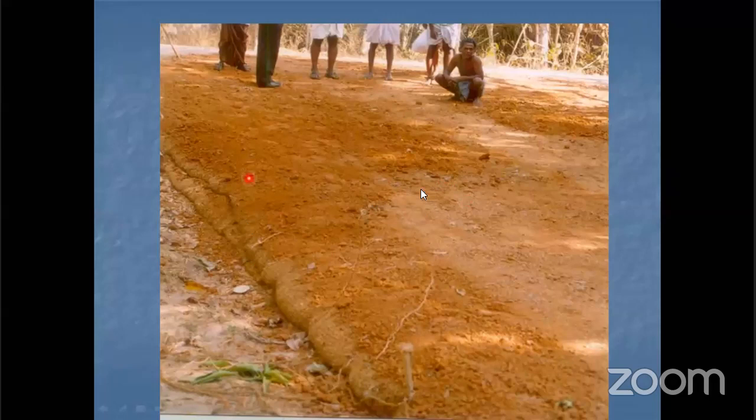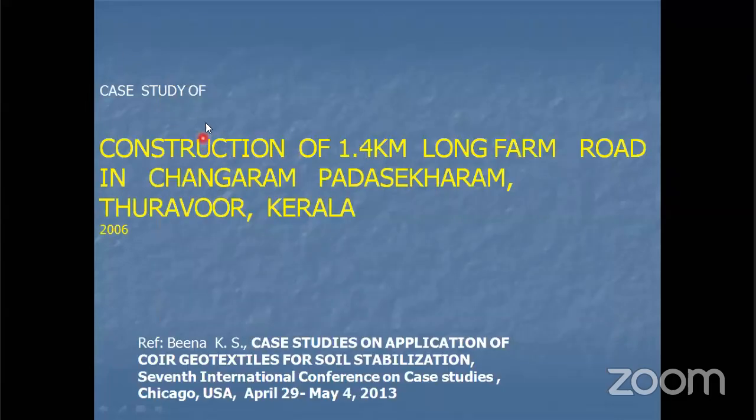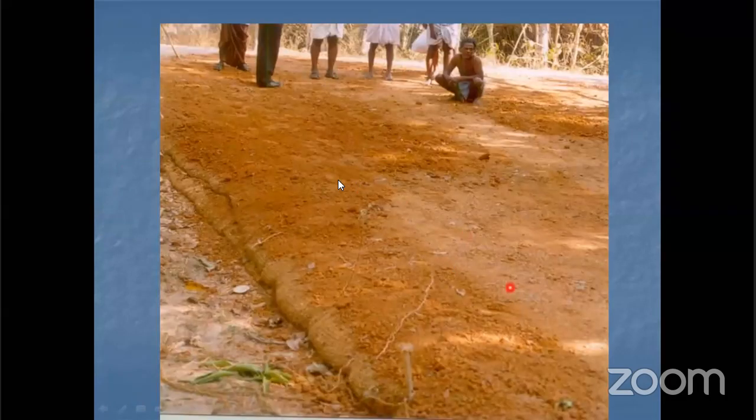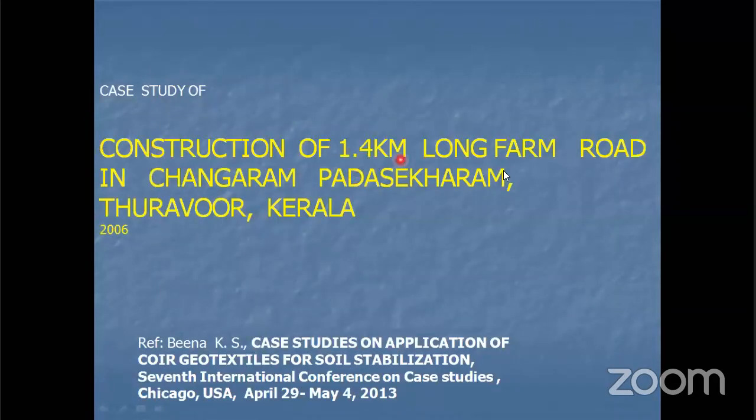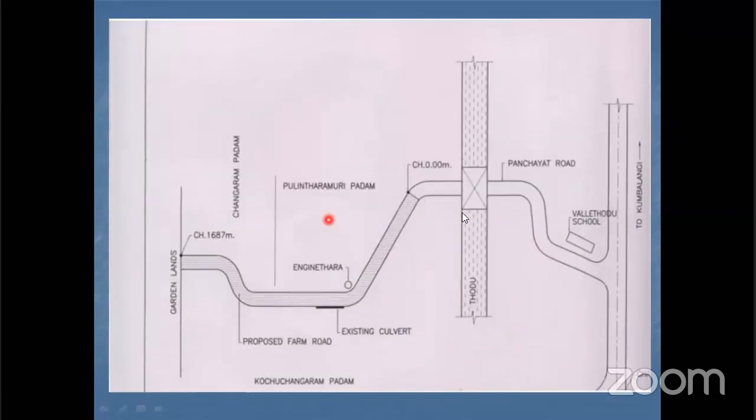Nearly 18 years have passed. Still, this road is in very good condition. Now, another case was a 1.4 kilometer long farm road in Chengaram Padashedaram, Thuravu in Kerala. It was done in 2006. This was reported as a case study on the application of coir geotextile for soil stabilization, at the 7th International Conference on Case Studies, Chicago, USA, in 2013. So this is a route where we have used the geotextile.